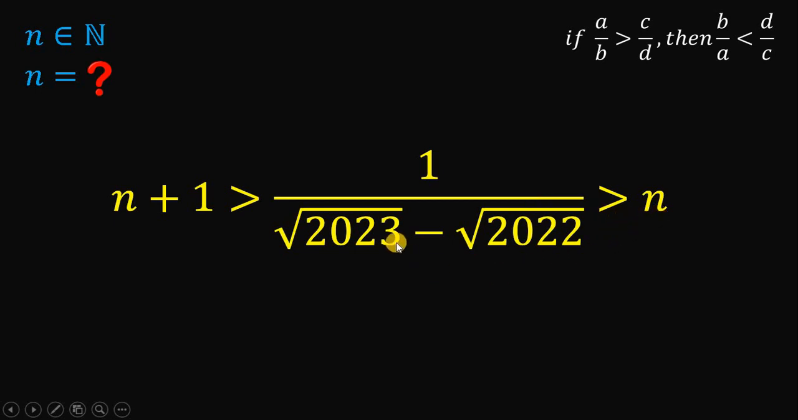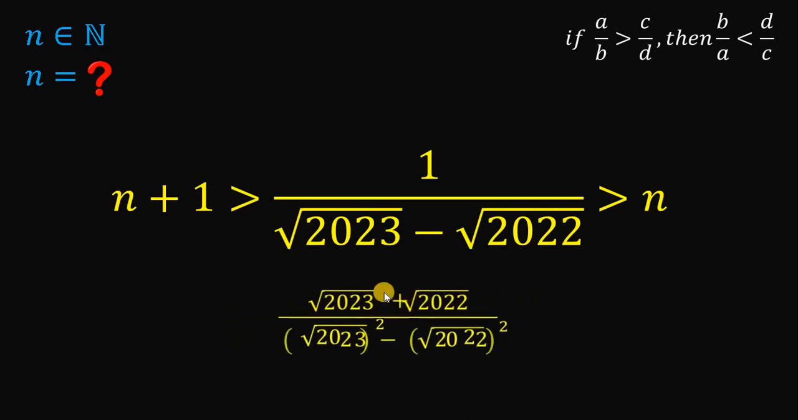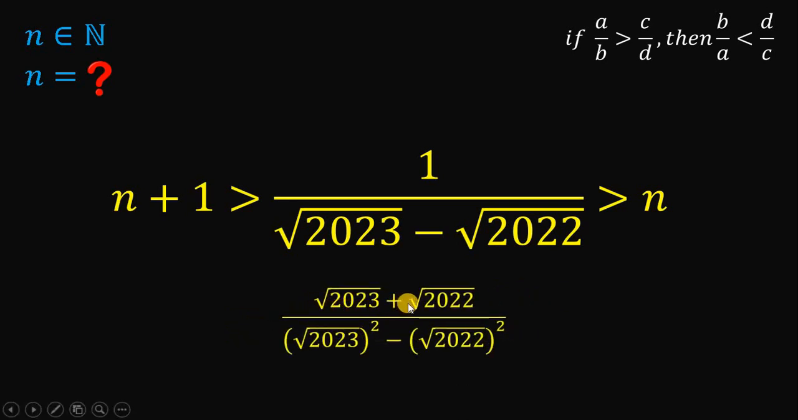And now, let's focus on this expression, 1 over square root of 2023 minus square root of 2022. What we're going to do here is to rationalize this expression. So to do that, let's multiply this by its conjugate, which is square root of 2023 plus square root of 2022. Now let's multiply. On the numerator, we have square root of 2023 plus square root of 2022. And on the denominator, we can use special products, sum and difference. So we have square root of 2023 squared minus square root of 2022 quantity squared.